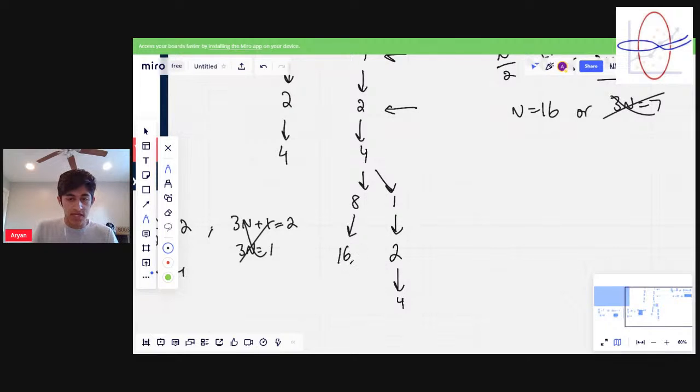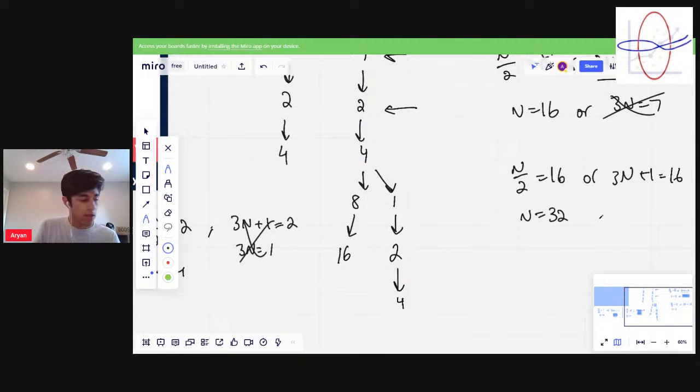Now if we go back to the 16, we have n divided by 2 equals 16, or 3n plus 1 equals 16. So in the first equation, we get n equals 32. And then the second equation here also works because we have 3n equals 15, which means n equals 5. So to get an output of 16, we could either plug in a 32 or plug in a 5.